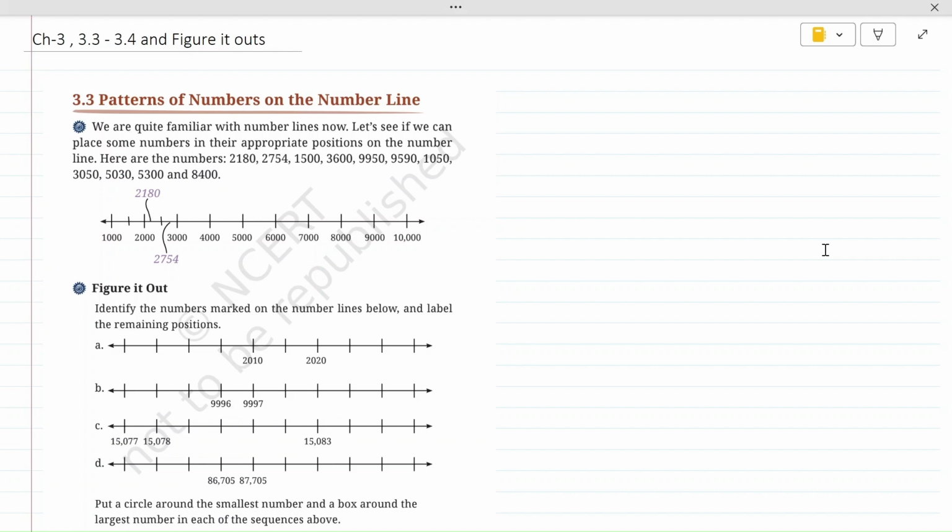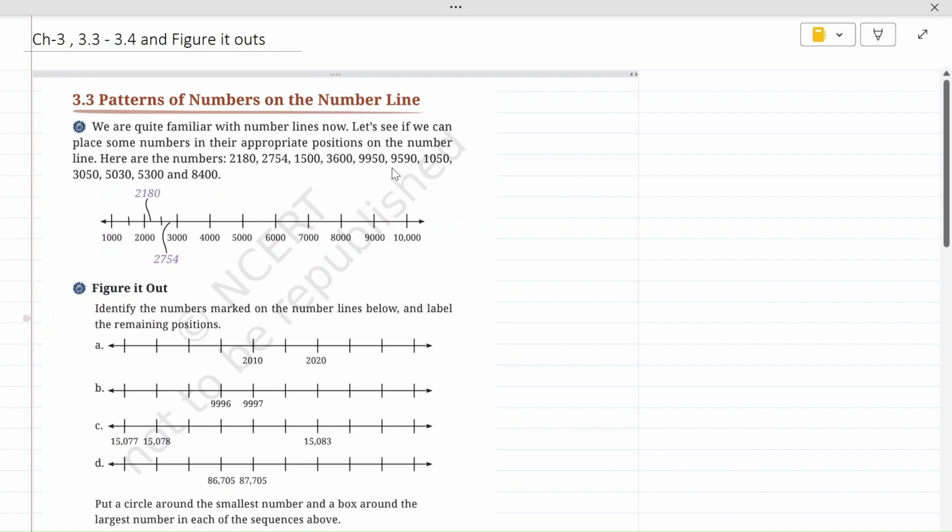Okay, and these intervals can be anything. It can be an interval of 2, interval of 5, it can be a multiple interval also, so it can be anything, right? So let's start with what is there in grade 6 on the number line. It is written that we are quite familiar with the number lines now. Let us see if we can place some numbers in their appropriate positions on the number line.